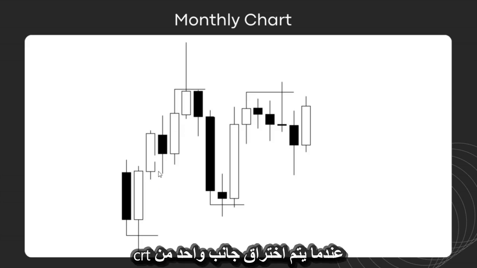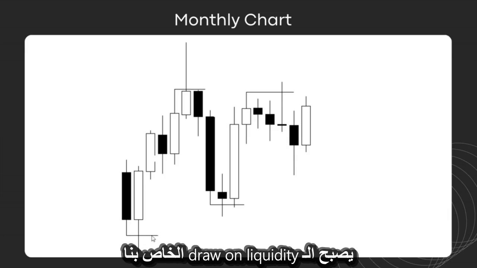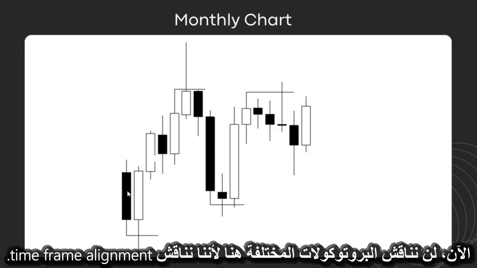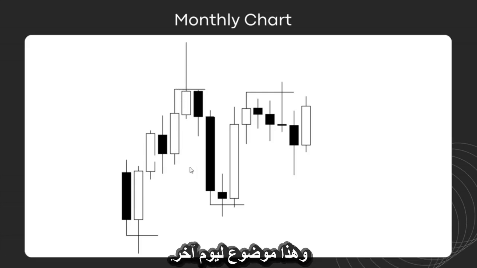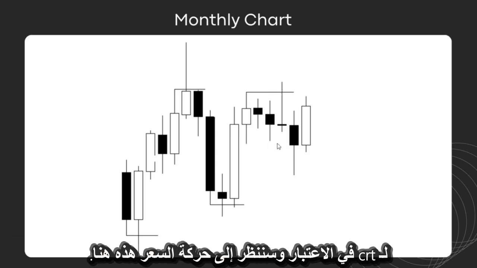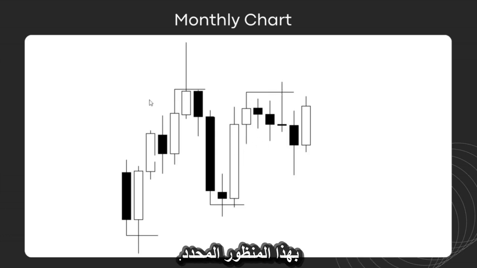Now, when one side of a CRT range or a typical range is purged, our drawn liquidity becomes the opposing side. We're not going to discuss the different protocols here because we're discussing time frame alignment, and that's a topic for another day. But we're going to keep that fundamental principle of CRT in mind, and look at this price action with that particular perspective.